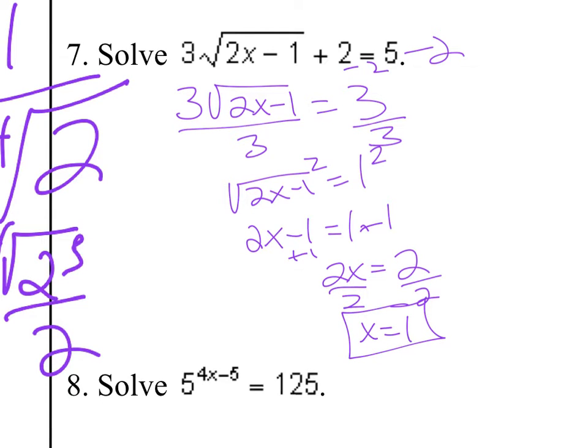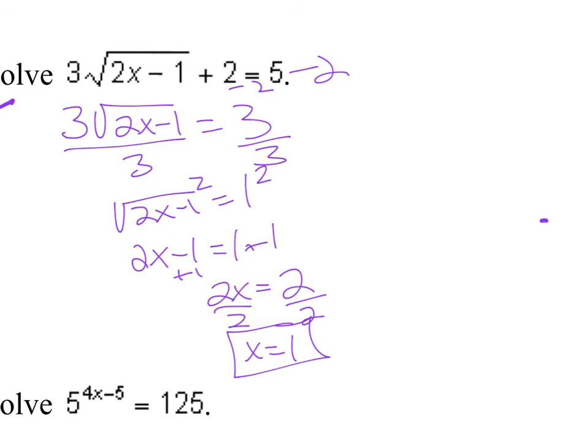Now, on the test, I would advise you to check your answers. How do you do that? You're going to just simply plug them in. So let's take a look at what that means. I have 3 times radical 2 times 1 is 2, minus 1, plus 2. Does that equal 5? That's our question.